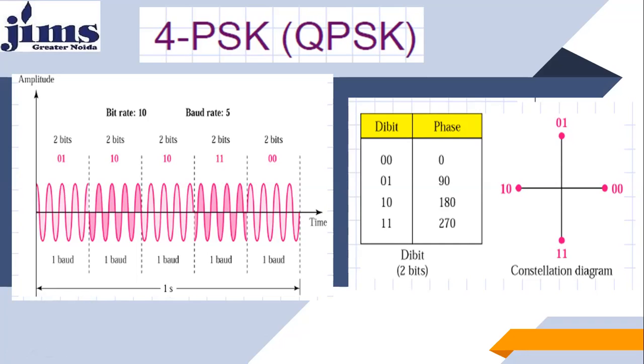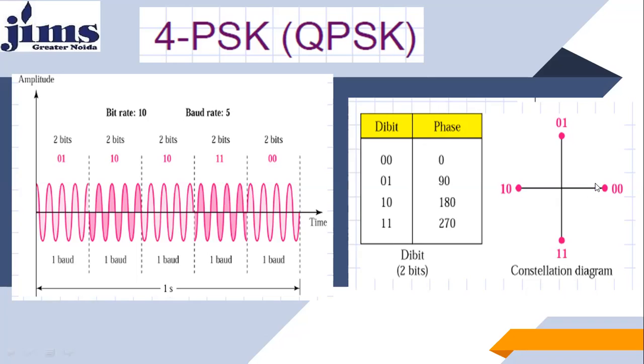Depending upon the combination of the bits or the symbol: if you have 00, you have a 0 phase shift. If you have 01, you have a 90 degree phase shift. If you have 10, you have a 180 degree phase shift. And if you have 11, you have a 270 degree phase shift. And this is the constellation diagram for that.